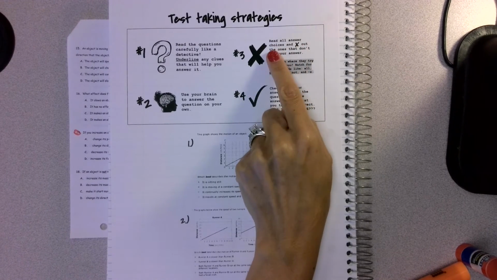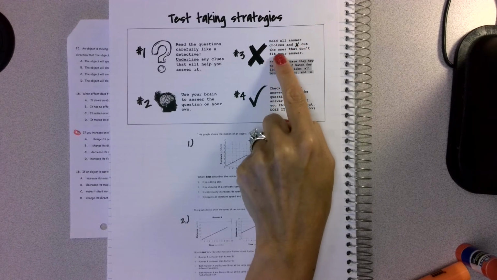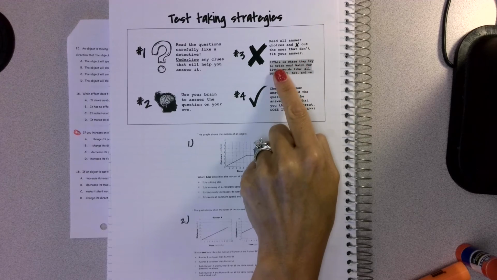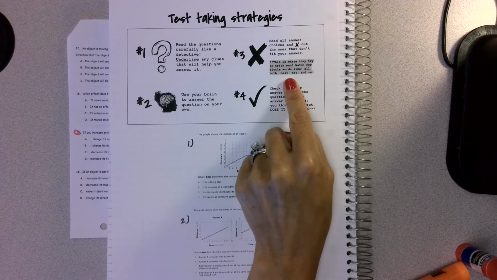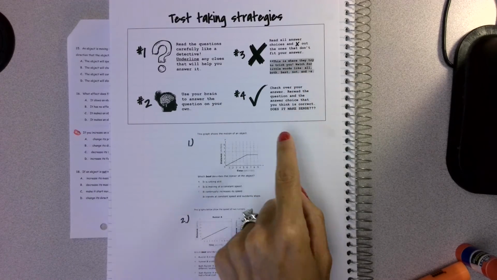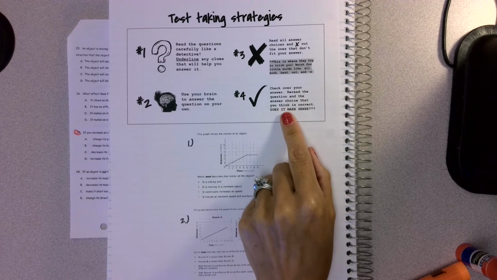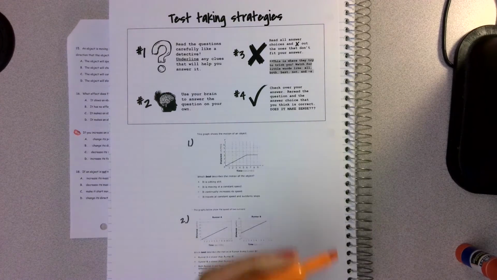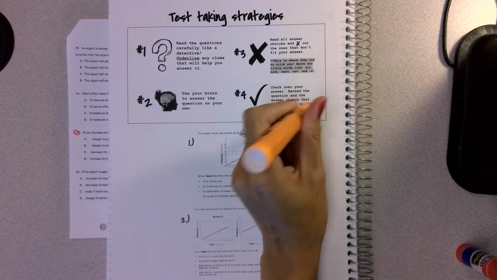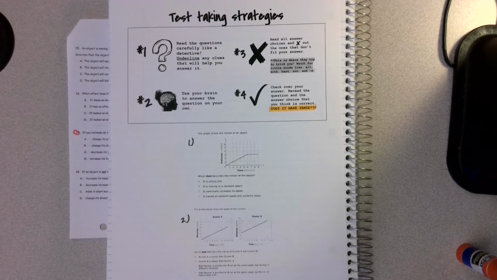Then read all the answer choices and X out the ones that don't fit your answer. This is where they might trick you because they're going to put in little words, or like what we found out yesterday, they put in an answer choice where half was right and the other half was not right. So watch out. They're going to try to trick you. And then check over your answer, reread the question and the answer choice that you think is correct, and ask yourself, does it make sense? That's super important.